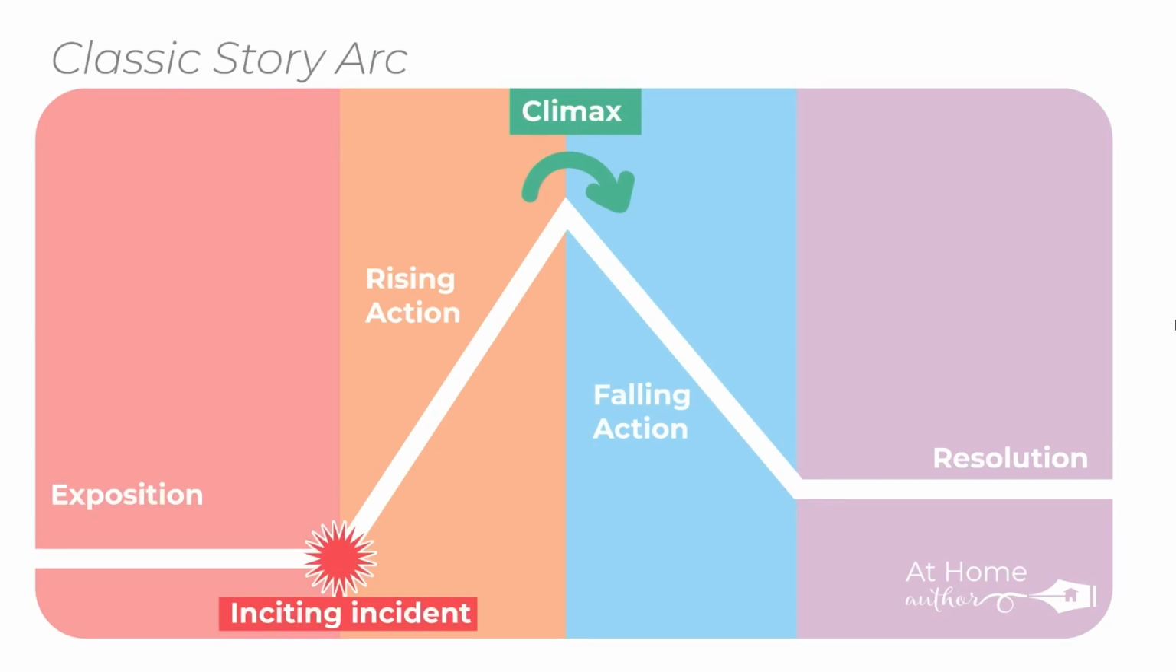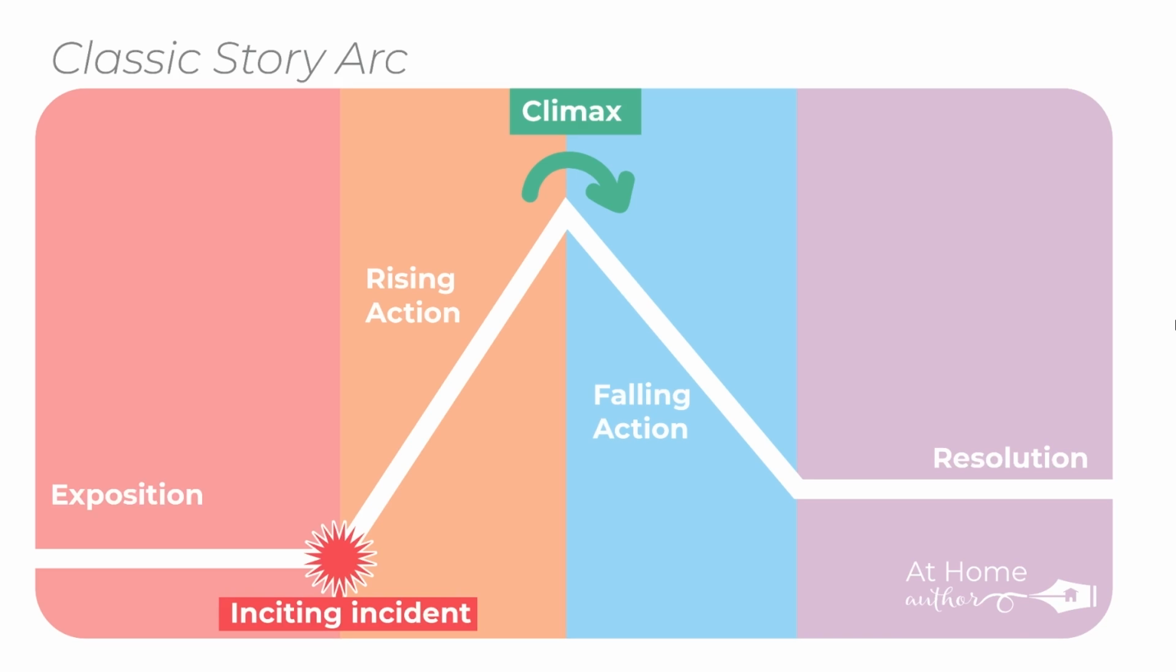Okay, so a classic story arc looks something like this. You have an exposition, rising action, a climax, falling action, and a resolution. And this pretty much works for most stories. We're taught it all through school. It applies to pretty much any story that you read, any novel, any short story.